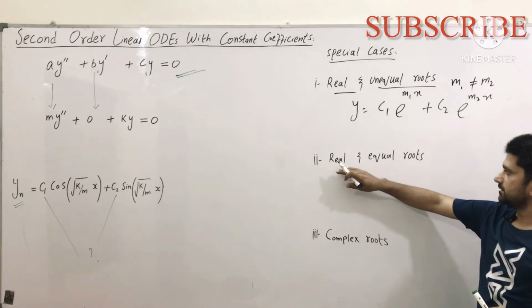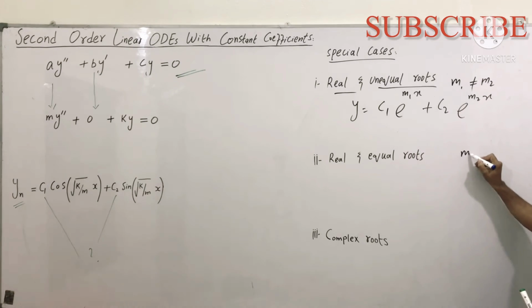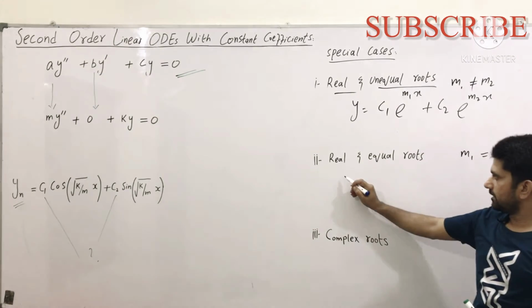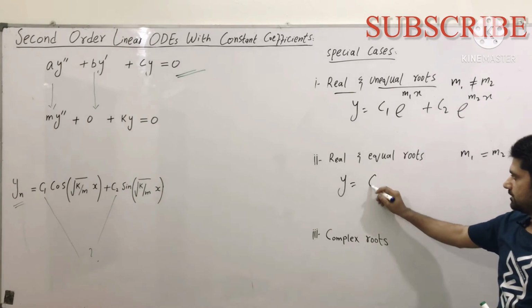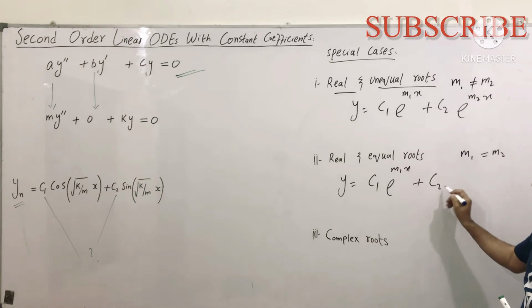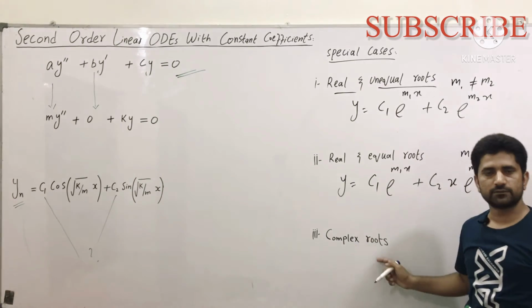In the second case, when the roots are real and equal, meaning m1 equals m2, then y equals c1 e to the m1 x plus c2, we multiply the second term with x to make the difference, e to the m2 x. And next is complex roots.